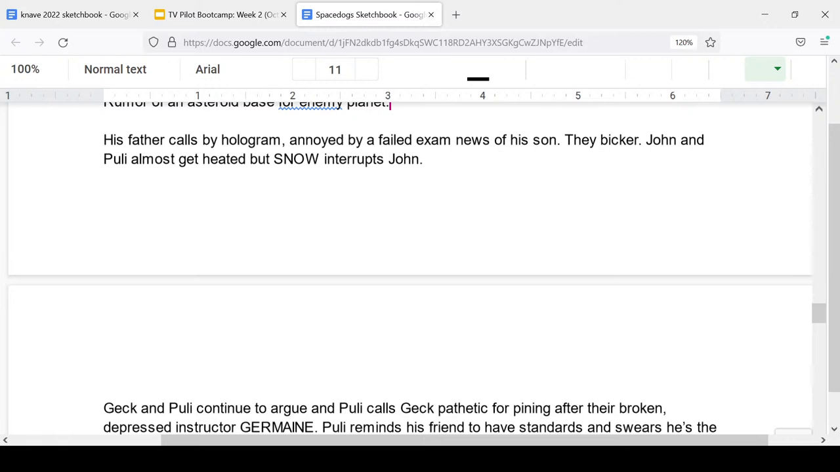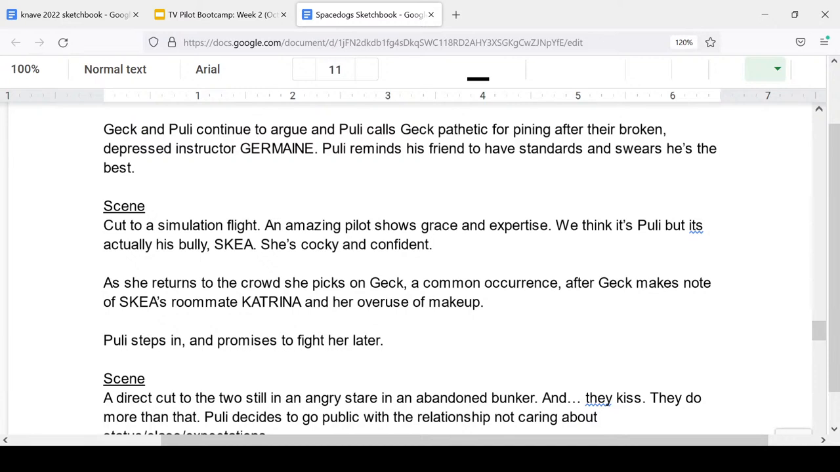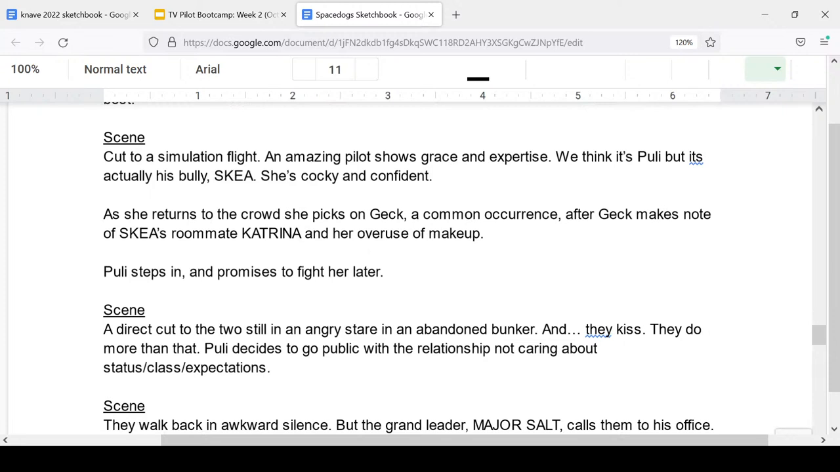So his father calls by hologram, annoyed by a failed exam. They bicker, and John and Pully almost get heated, but Snow interrupts them. Gek and Pully continue to argue, and Pully calls Gek pathetic for pining after the broken, depressed instructor. Pully reminds his friend to have standards and swears he's the best. Okay, so he's kind of a hot-headed, cocky guy who thinks he's the best but doesn't actually work for it, is what we're seeing. That's his flaw and problem.